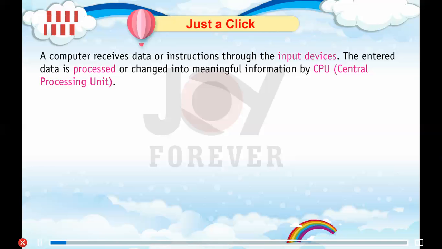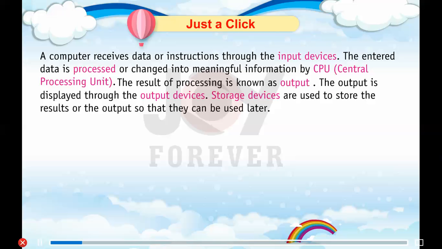A computer receives data or instructions through the input devices. The entered data is processed or changed into meaningful information by the CPU, Central Processing Unit. The result of processing is known as output. The output is displayed through the output devices. Storage devices are used to store the results or the output so that they can be used later.